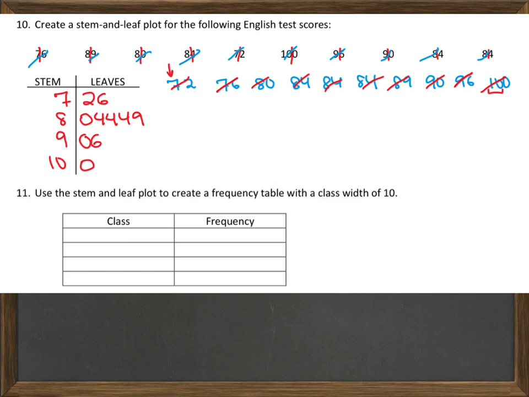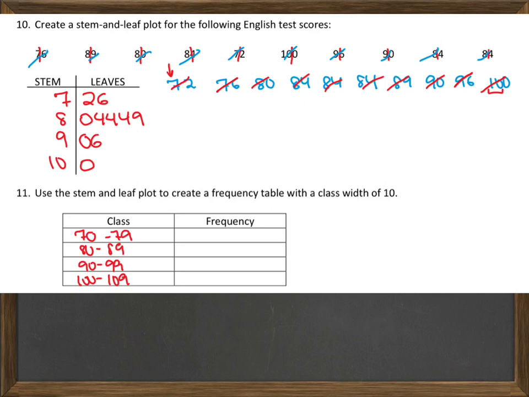Okay, so that is our stem and leaf plot. So in number 11, we're asked to use this to create a frequency table with a class width of 10. So to me, the natural thing is to start with 70. So my first class is going to be 70 to 79, 80 to 89, 90 to 99, and then I'm going to go 100 to 109. Now, according to these scores, it doesn't look like you can actually have a value above 100, but we're still going to use that as a class.